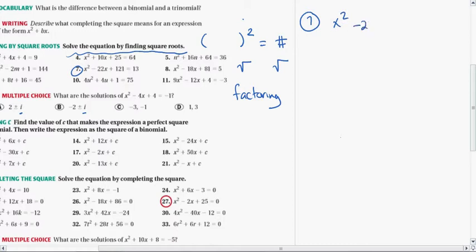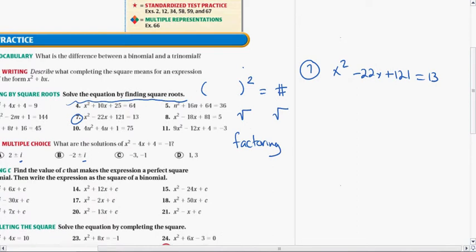x squared minus 22x plus 121 equals 13. And once again, I want to get this equation on the left-hand side to look like something squared. And in order to do that, I need to factor. So that means I'm going to look for numbers that will multiply to give me 121 and add to give me negative 22. And I think that would be negative 11 and negative 11.